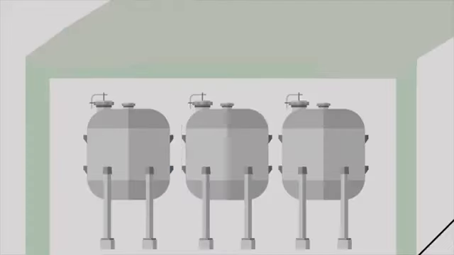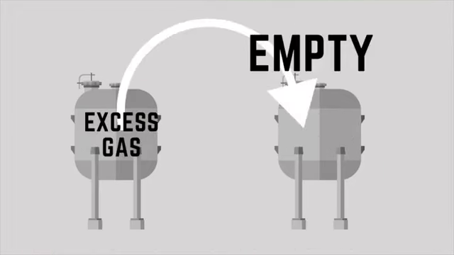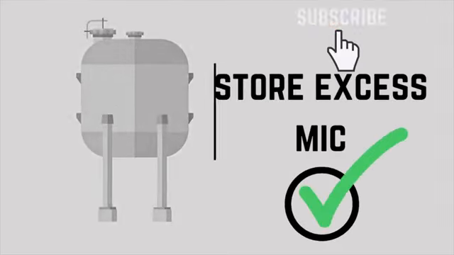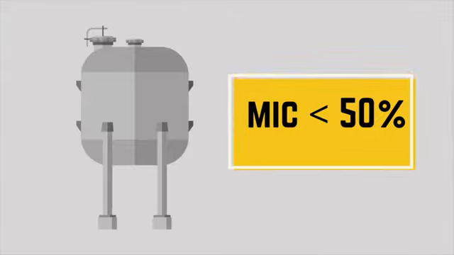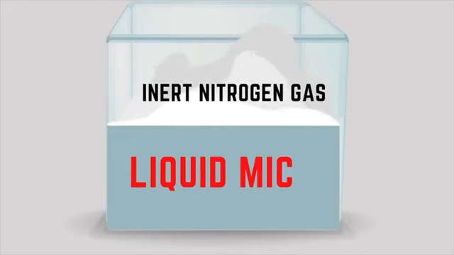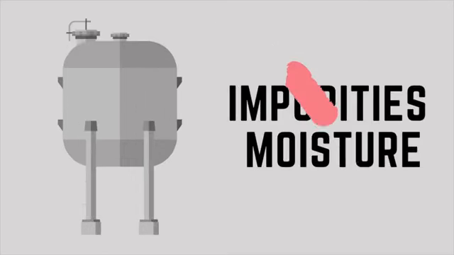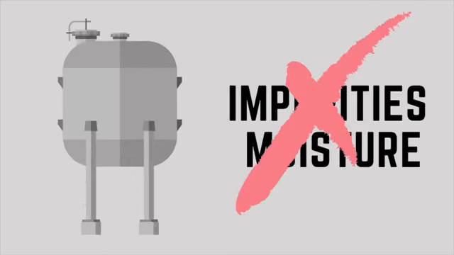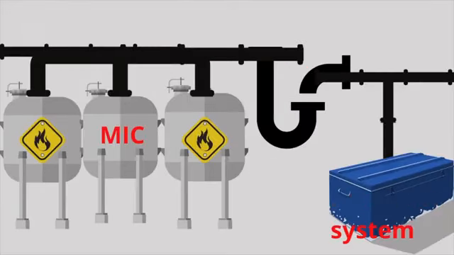The company had 3 underground storage tanks which stored MIC. One tank among them should be kept empty as a backup, so that it could store the excess gas from a nearby tank. The storage tank should maintain the level of MIC at less than 50%, by pressurizing it with inert nitrogen gas. This pressurization allowed liquid MIC to be pumped out of each tank as needed, and also kept impurities and moisture out of the tanks. A refrigeration system was meant to cool tanks containing liquid MIC.